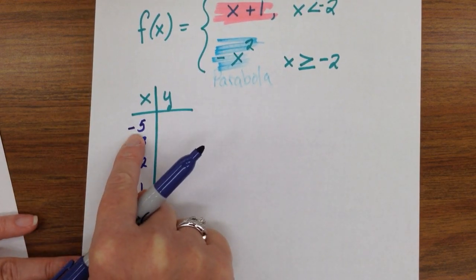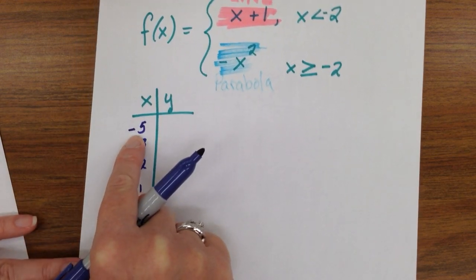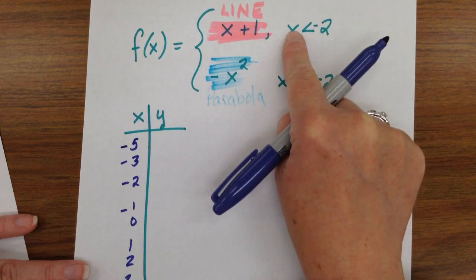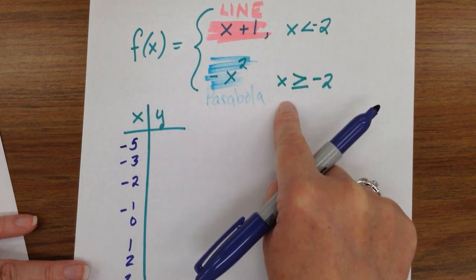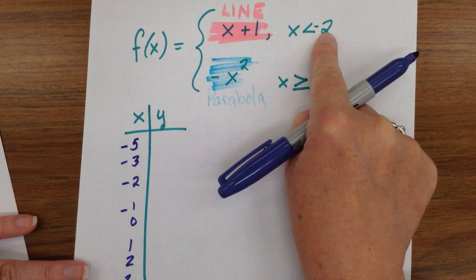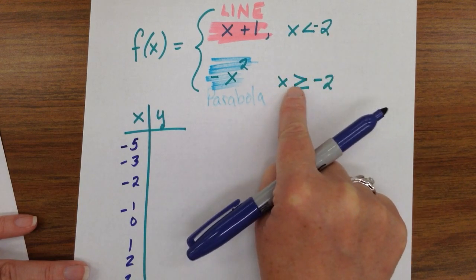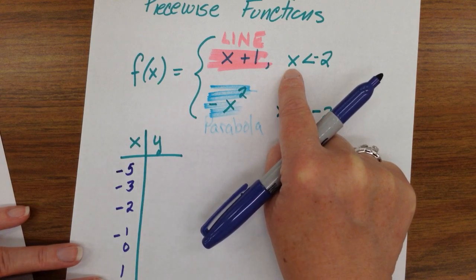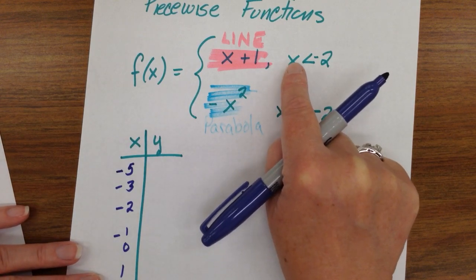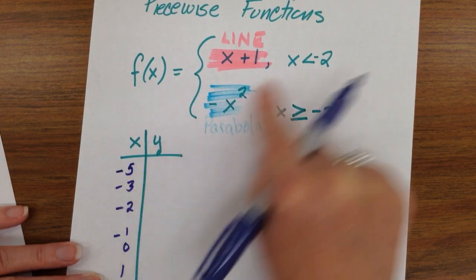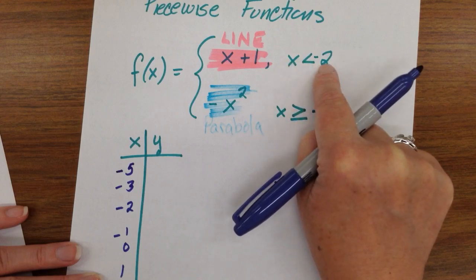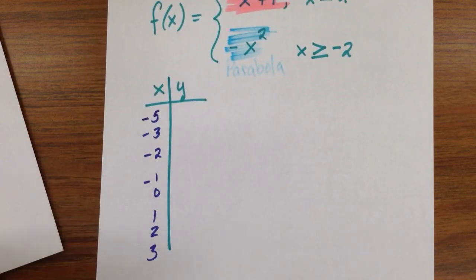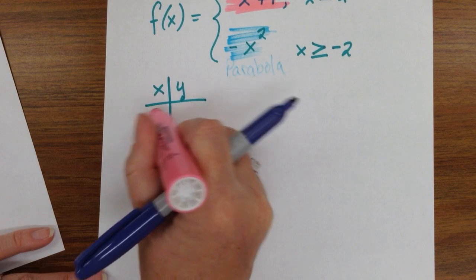All right, so let's check this out. Our first x is -5. Here's what you ask yourself. Which place would -5 make the inequality true? Is -5 less than -2, or is -5 greater than or equal to -2? Well, I'm hoping you took Algebra 1 or 7th grade math, and you know that -5 is less than -2. So that means -5 is on the line piece.